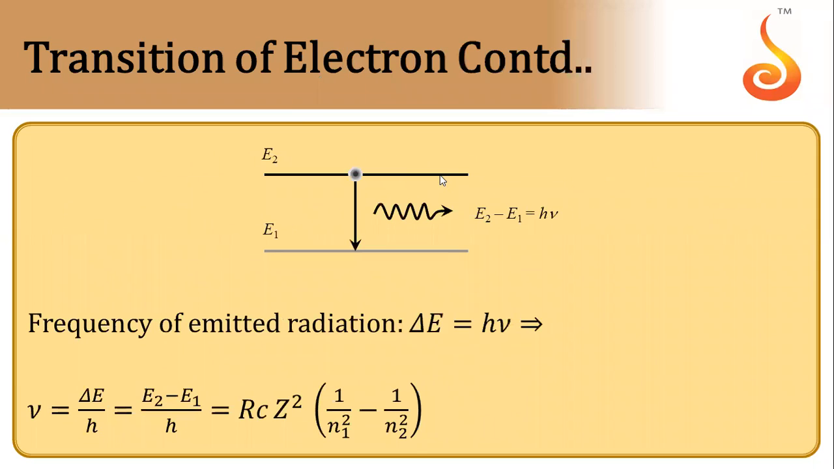Let's move to the next slide. The same thing. In the same way, you can calculate the frequency also, because you know energy is h into nu. You know the energy difference delta E. Delta E by h will give you the frequency of the emitted photon, and delta E was the difference between the energies, E2 minus E1, by h. That will give you the frequency of the emitted radiation, or the frequency of the emitted photon.